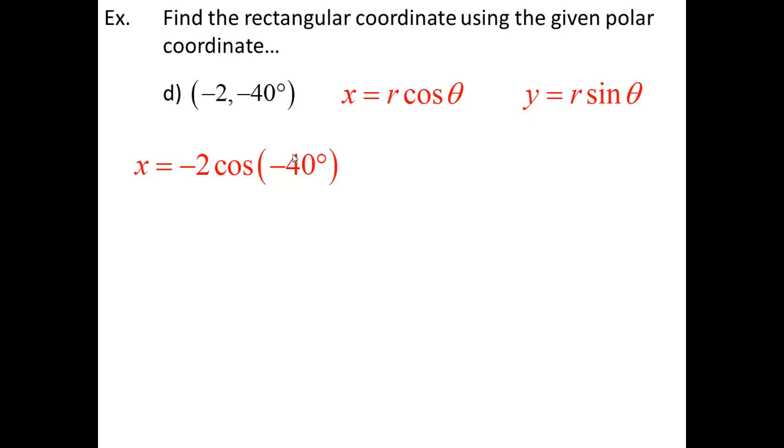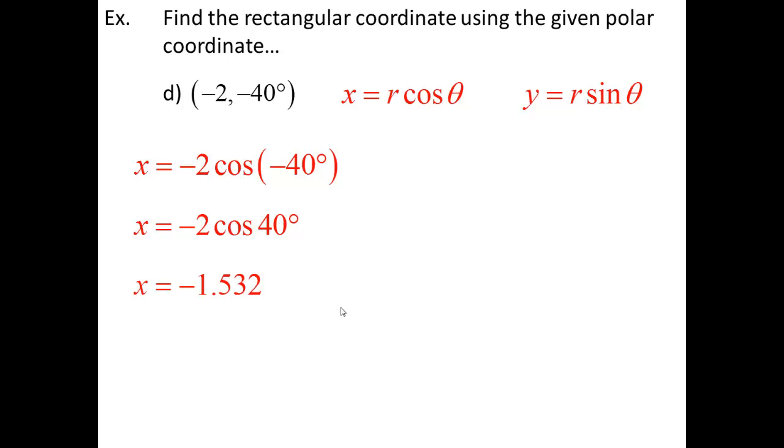remembering a random identity that we haven't really used very often but can be quite useful. Just for kicks, if I have cosine of a negative angle, if you remember that cosine is an even function, you can save the effort of hitting that negative button, because whether it's cosine of a negative or cosine of a positive angle, it's going to be the same thing. So you don't really have to type that negative if you're thinking about it. But either one of these, if I typed it in, I would get negative 1.532.